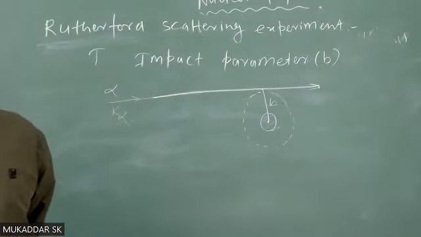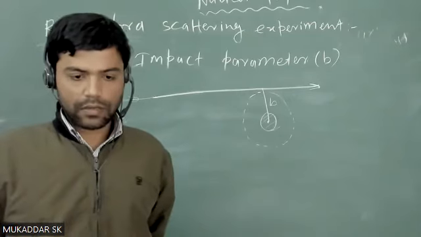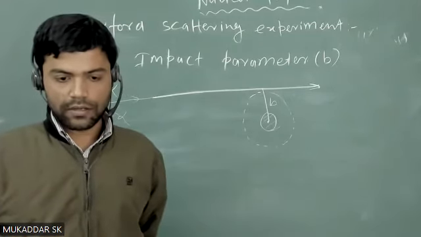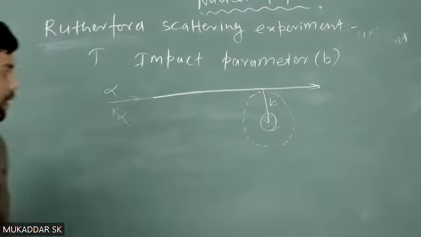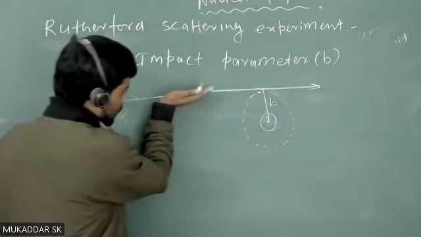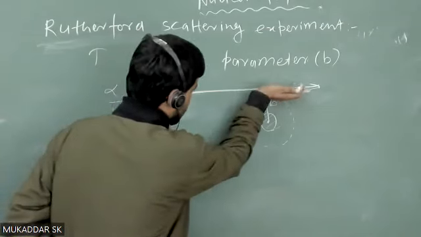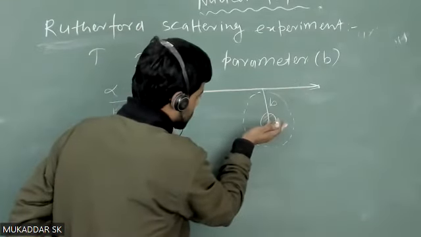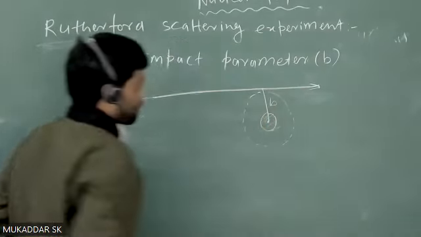It is the minimum distance at which alpha particle would approach the nucleus if there were no force between them. If there is no force between them, whatever alpha particle is incident will go in a straight line, right? So minimum distance will be how much? This will be the minimum distance.